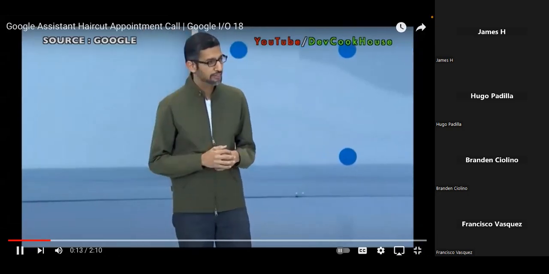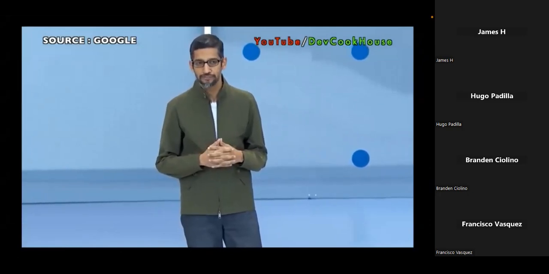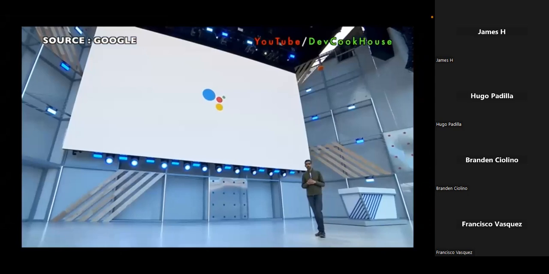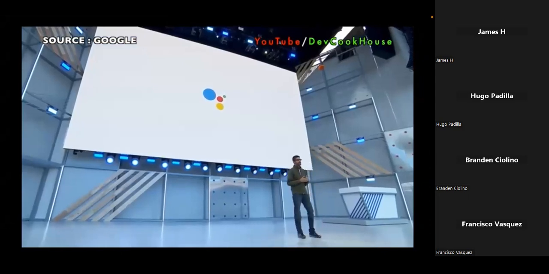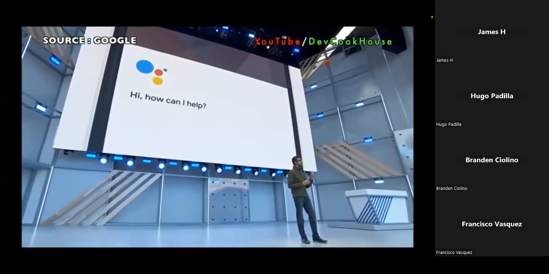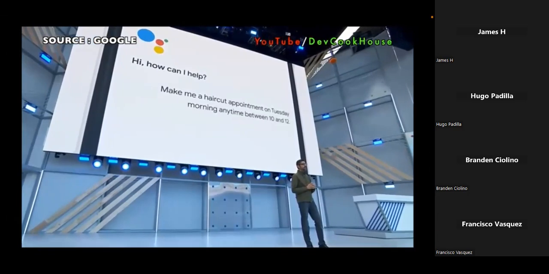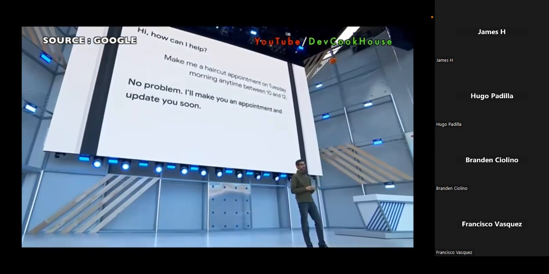An oil change schedule, maybe call a plumber in the middle of the week, or even schedule a haircut appointment. We think AI can help with this problem. So let's go back to this example. Let's say you want to ask Google to make you a haircut appointment on Tuesday between 10 and noon. What happens is the Google Assistant makes the call seamlessly in the background for you. So what you're going to hear is the Google Assistant actually calling a real salon to schedule the appointment for you. Let's listen.